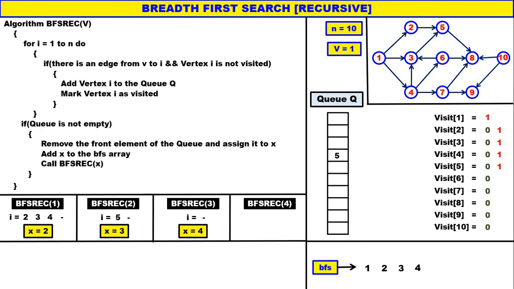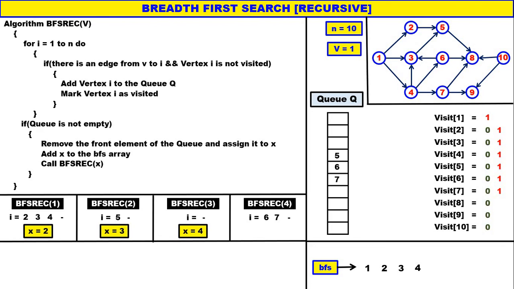Very good. Again, what are the nodes adjacent to 4? 3, 6 and 7. Visit of 3 is already 1, therefore nothing can be done. 4 to 6: yes, visit of 6 is equal to 0. Therefore 6 can be added at the end of the queue and visit of 6 becomes 1. 7: yes, visit of 7 is equal to 0. Therefore 7 can be added to the end of the queue and visit of 7 becomes 1. That's all for 4. Now again check whether the queue is empty. Yes, the queue is not empty.